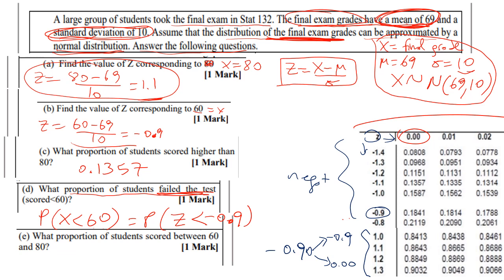If you look at this row and this column, it makes 0.1841 for negative 0.9. So I will write this here. This is then 0.1841. Now let's come to the last one.